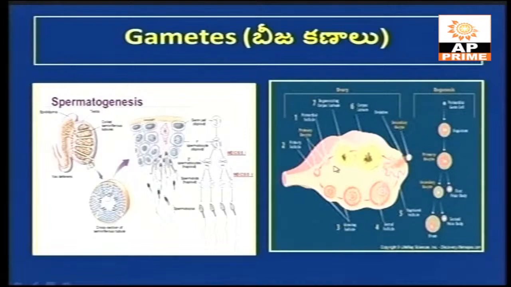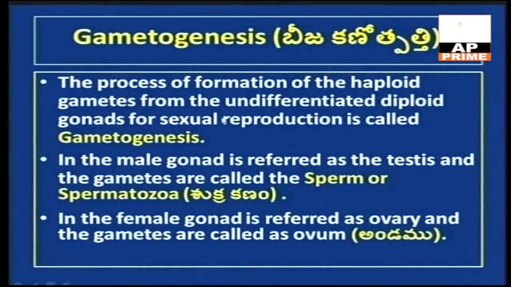And the second one, here we can see the structure of ovary. This is the female reproductive organ. The outer layer of the ovary is lined by primordial germ cells. From the primordial germ cells, the oocyte will be formed, and from the oocyte, one ovum and three polar bodies will be developed. Now we will see the gametogenesis.